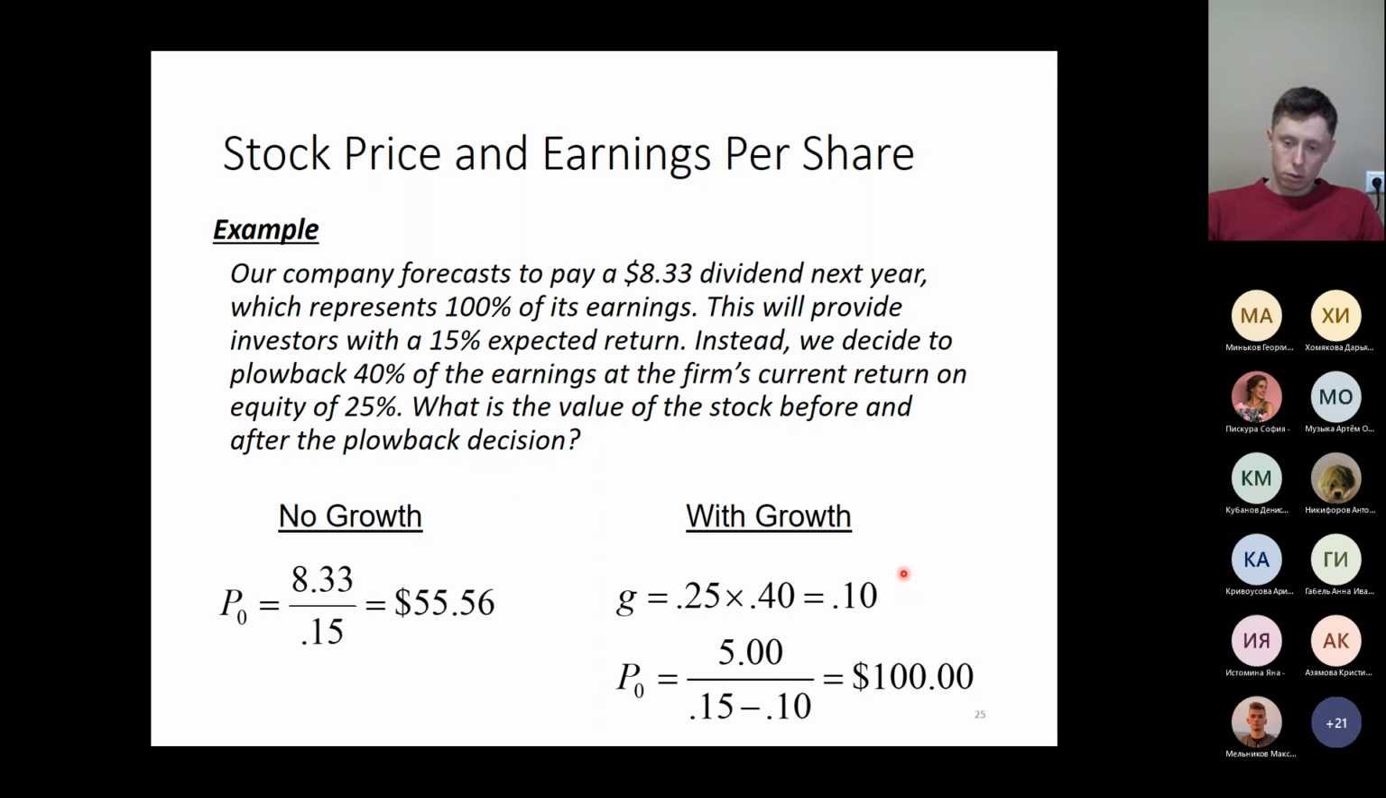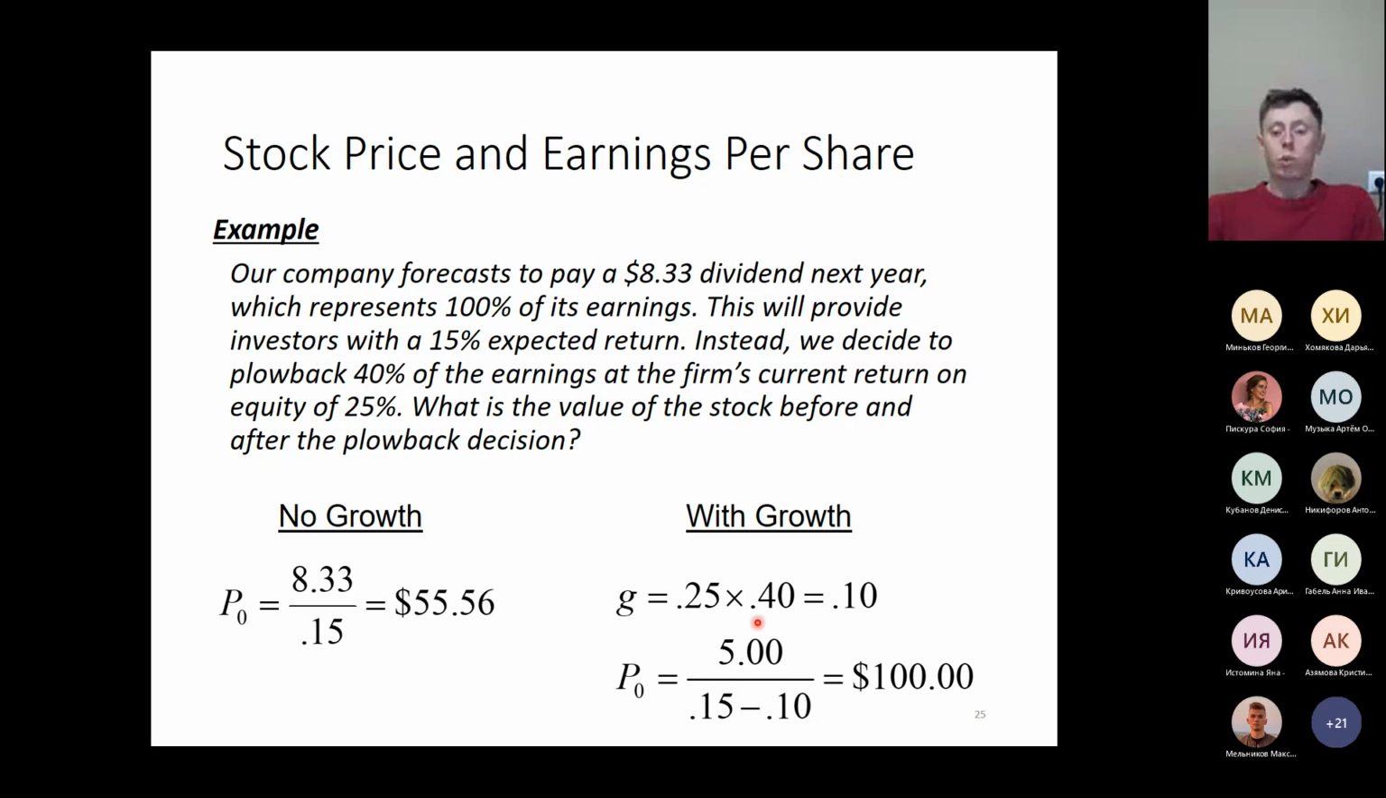And based on that, we can estimate the stock price. Why do we have 5 here? Because 5 is 8.33 multiplied by 0.6. We reinvested 40% back to the business. It means that 60% is paid as a dividend. So this would be 60% out of 8.33.